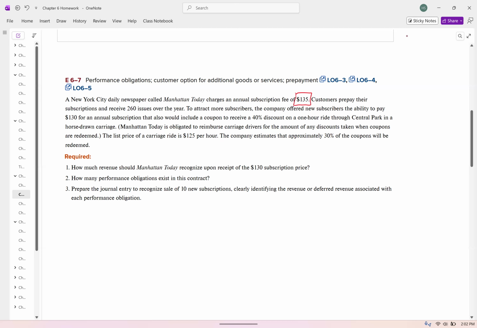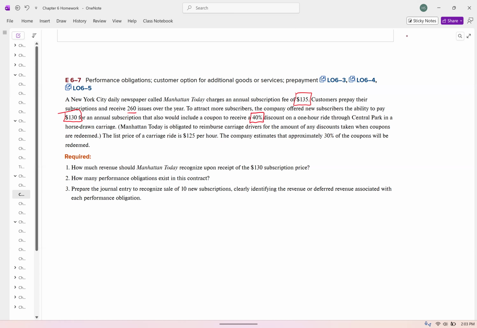That's a standalone price. That's why they're telling you that. It says customers prepay their subscription and they will receive 260 issues over the year. To attract more subscribers, the company is offering new subscribers the ability to pay $130 for the annual subscription. That also would include a coupon for a 40% discount on a 1 hour ride through Central Park.